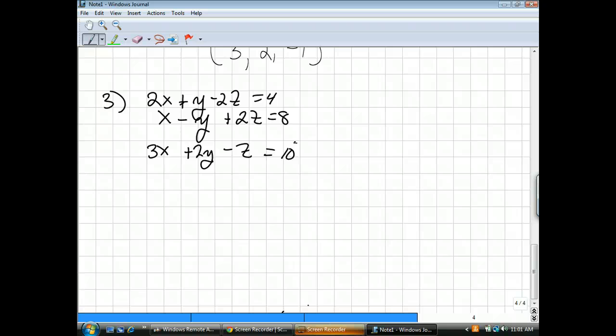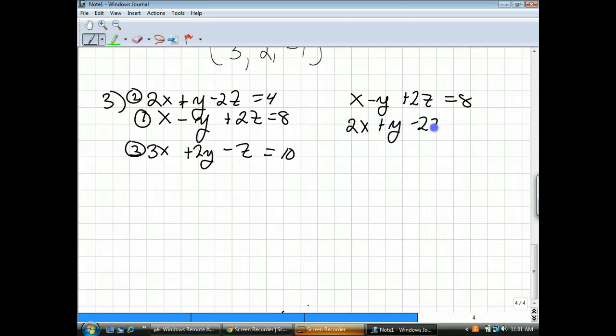Now on this one, what we probably want to do is reorder it, because remember, we want to use one equation to eliminate the variables from two other equations. So I'm going to say this is my equation 1, this is my equation 2, this is my equation 3. And that does not change anything. Now this is equation 1, this is 2, and this is 3.